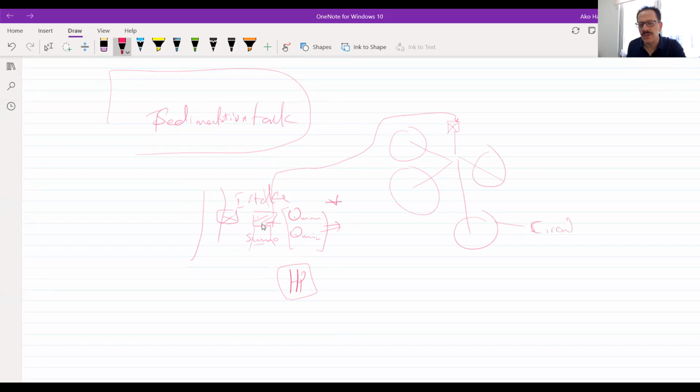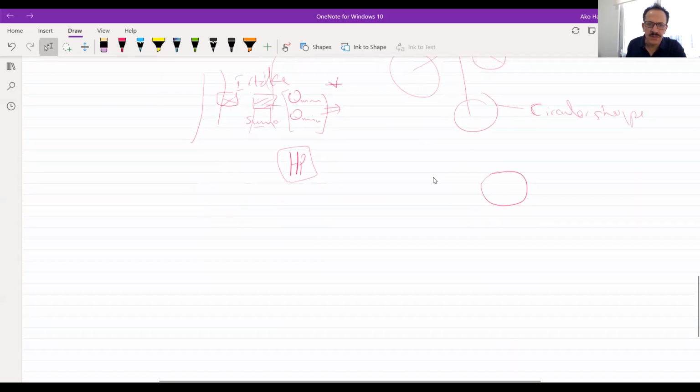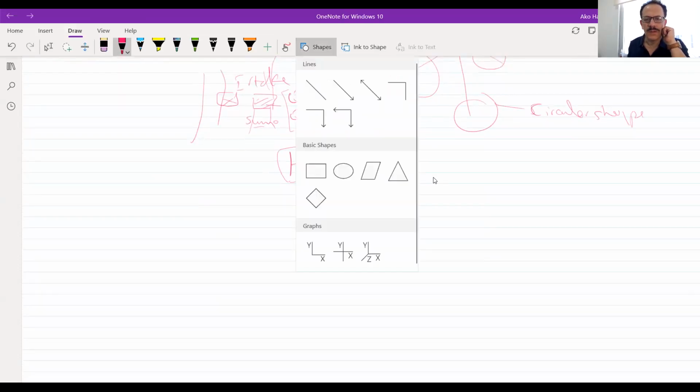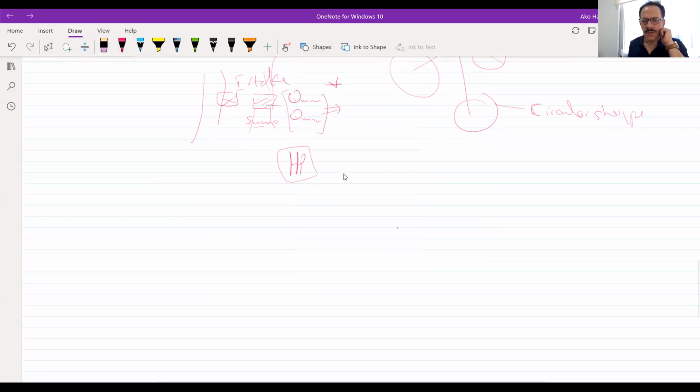What I mean by circular shape is that this is the top view of the tank. Again, I'm sorry for the disaster we have in drawing. Maybe I can use another tool. Okay, this will be the top view of the tank.